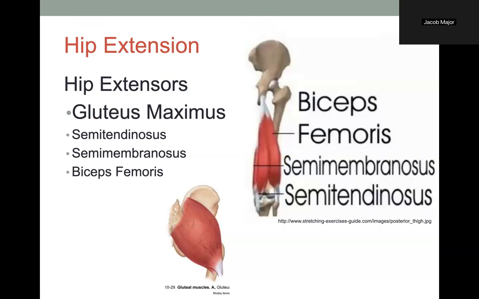Then we have hip extension. So we have our hip extensors, which is our gluteus maximus, our bum, and then our semitendinosus, our semimembranosus, and our biceps femoris, which this image depicts where those are located. This is your glute right here, your gluteus maximus.